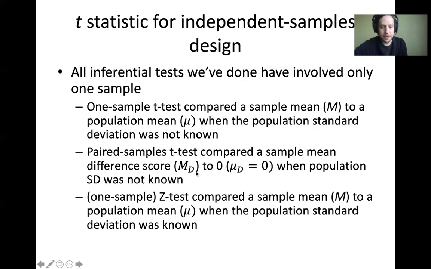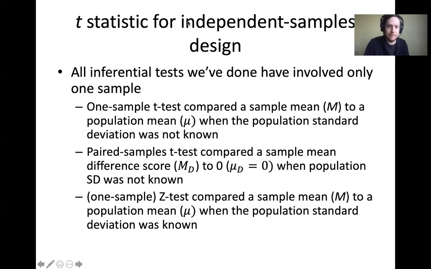But for the paired samples t-test, once again, we have a single sample mean. It's important to remember that what this one sample mean represents is the difference in means between two conditions. We do that by subtracting one condition from the other, and we get a single number which represents the difference between two conditions. That's what this M sub D stands for. So when we're doing all of these, we have a single sample mean, M, that we are comparing to a population mean, mu. That's going to change today with the independent samples t-test.